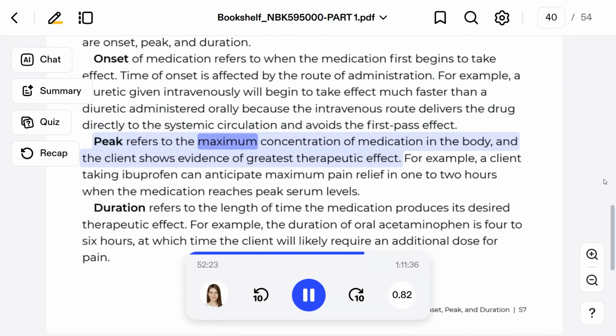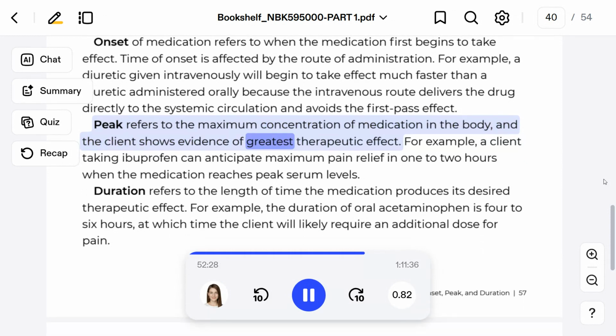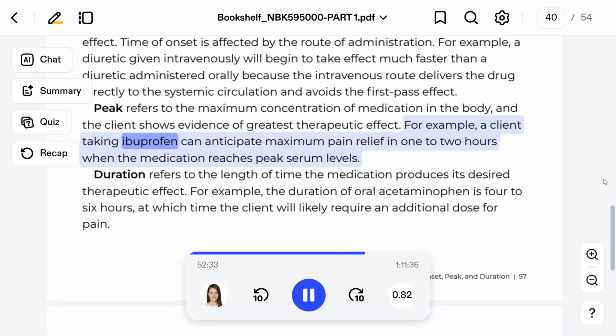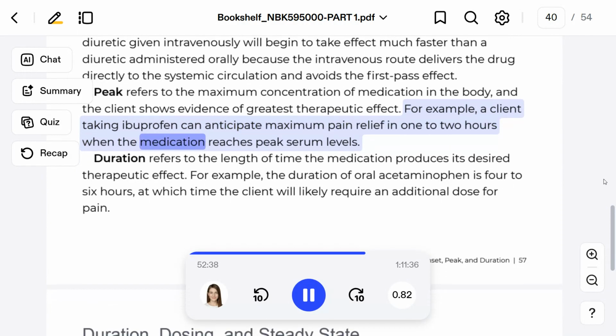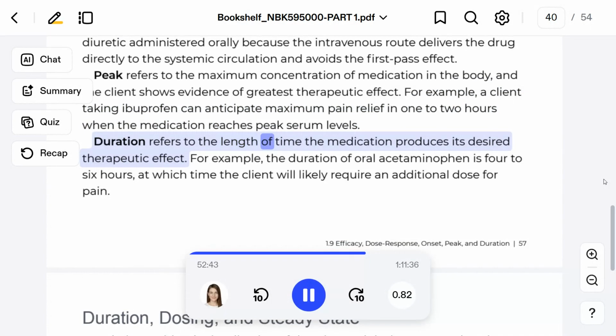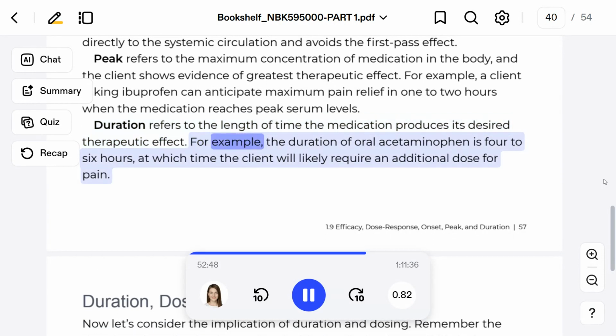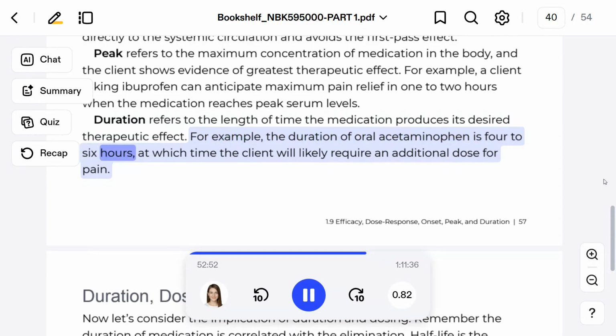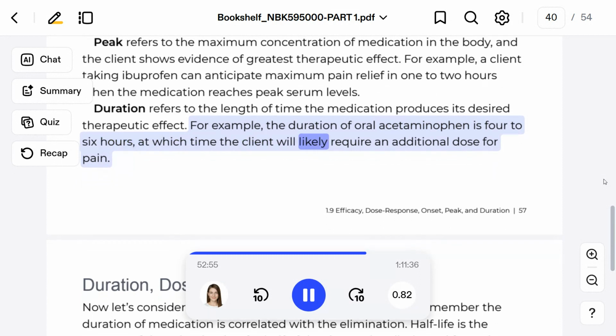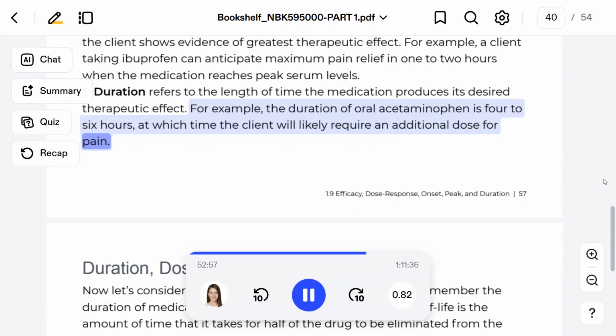Peak refers to the maximum concentration of medication in the body, and the client shows evidence of greatest therapeutic effect. For example, a client taking ibuprofen can anticipate maximum pain relief in 1 to 2 hours when the medication reaches peak serum levels. Duration refers to the length of time the medication produces its desired therapeutic effect. For example, the duration of oral acetaminophen is 4 to 6 hours, at which time the client will likely require an additional dose for pain.